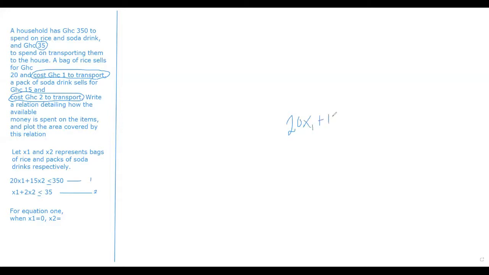So 15x2 less than or equal to 350. And we are saying we should represent x1 with 0. So the 20 times 0 will be 0. So it will be left with 15x2 less than or equal to 350. And we are searching for the value of x2. So just divide both sides by 15. This one will cancel off. So x2 will be left with less than or equal to what? We are saying 23 point what? 33. I'm not having a calculator, so just do it for me.